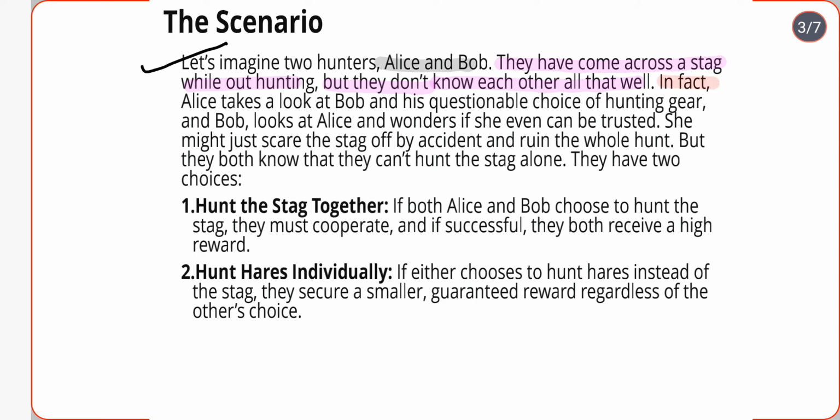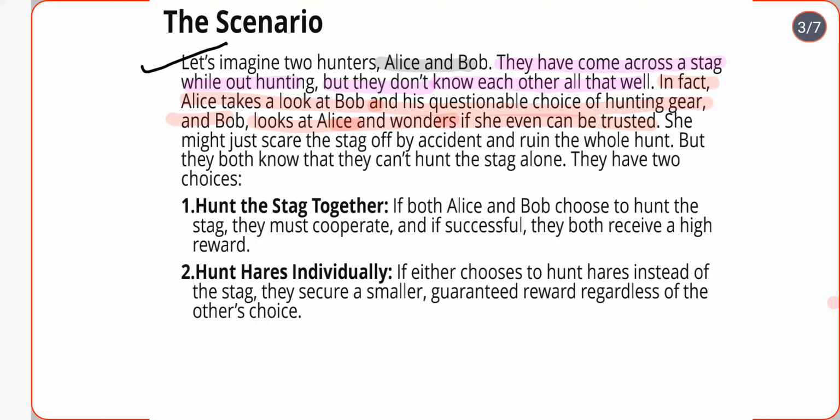In fact, Alice takes a look at Bob and his questionable choice of hunting gear, and Bob looks at Alice and wonders if she can even be trusted. Both of them are not able to believe each other completely. They are not trusting each other.